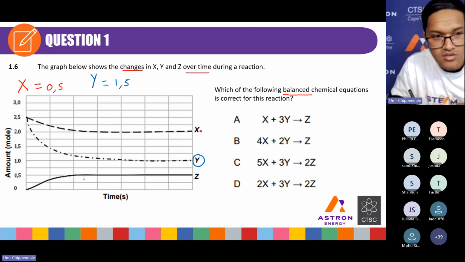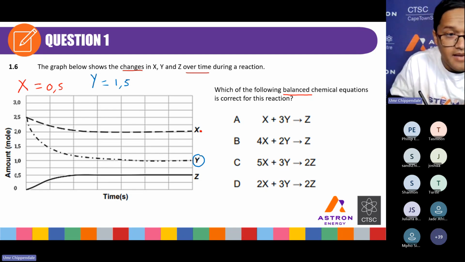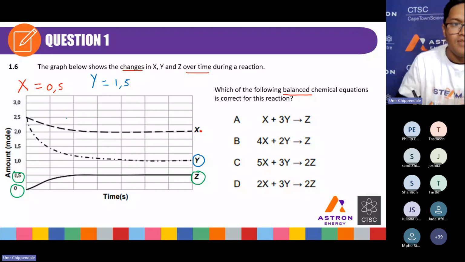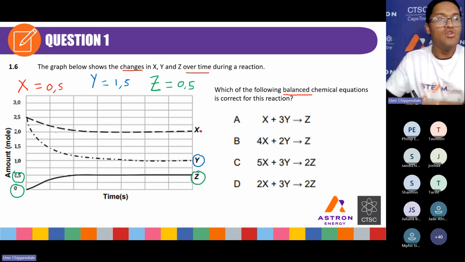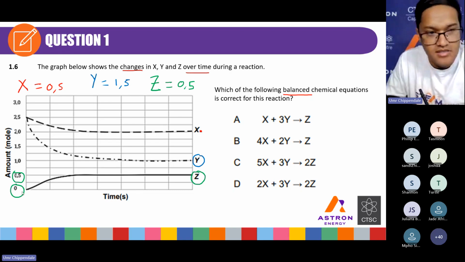So I'm going to now choose, let's go green. This began at 0. Now remember, this is a product, that's fine. And it ended over here. This is at 0.5. So by how much did that change? Z, I'll just make a line like that so it doesn't look like anything else. Z is equal to 0.5. Now you check the ratios between all of these.